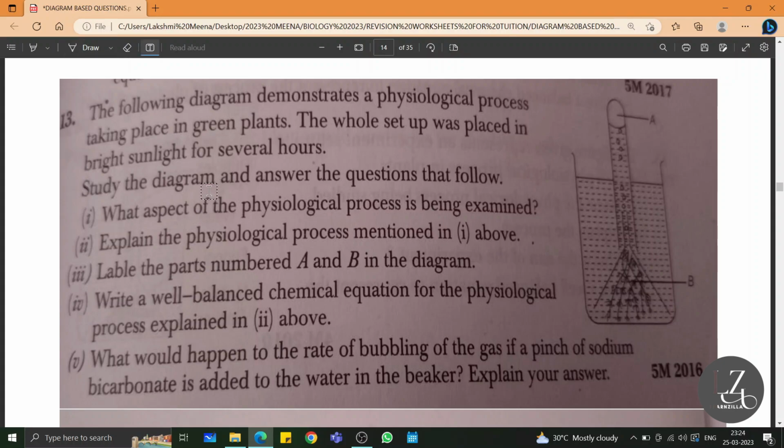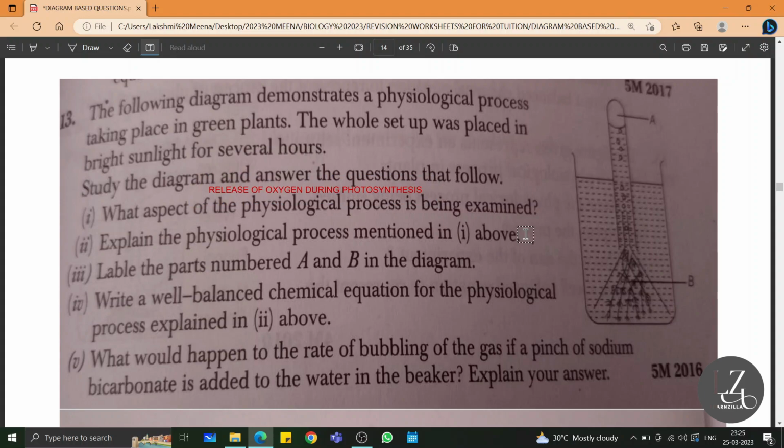So let me put it up. Release of oxygen, that alone you can't stop there. You need to mention during photosynthesis or as a result of photosynthesis, because they are asking about the physiological process. Explain the physiological process mentioned in one above. So again they are asking you to define photosynthesis.